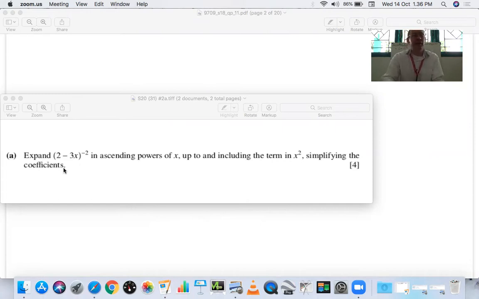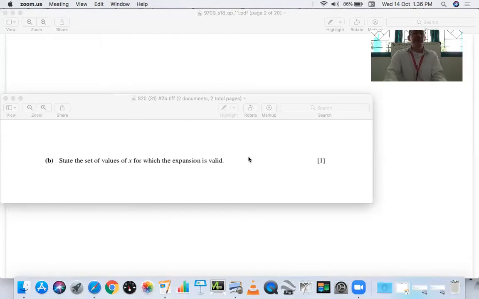So it says expand 2 minus 3x to the negative 2 in ascending powers of x, up to and including x squared, simplify the coefficients. And then for part B, it says state the set of values of x for which the expression is valid. Okay, let's go back to our board.